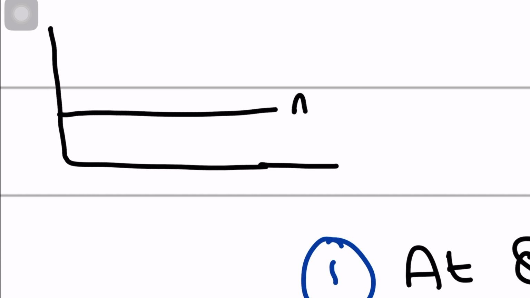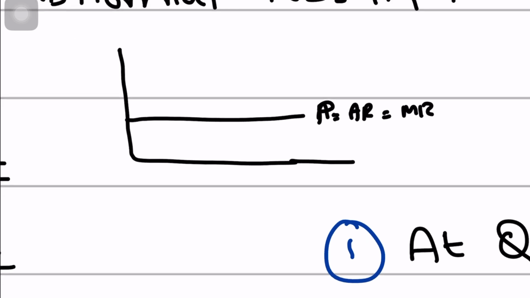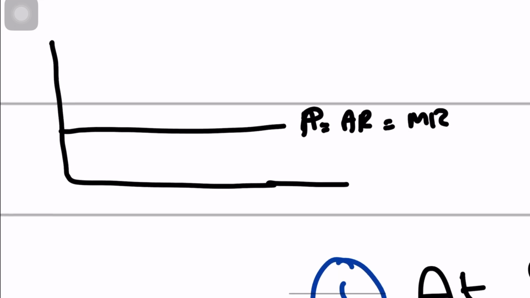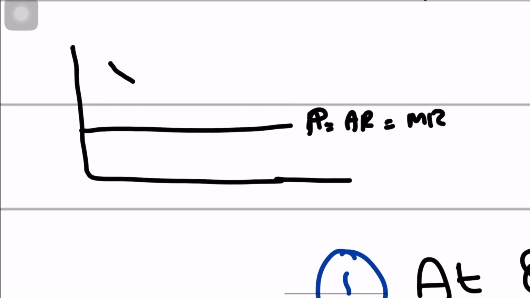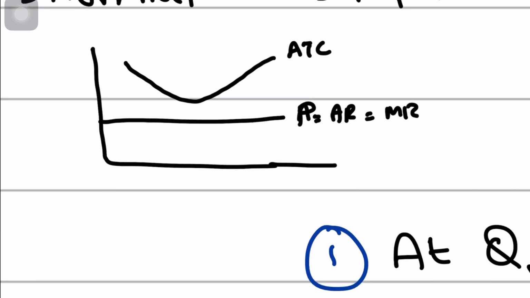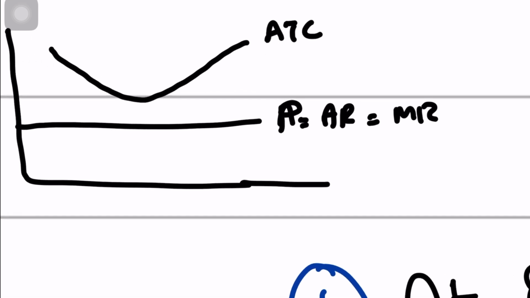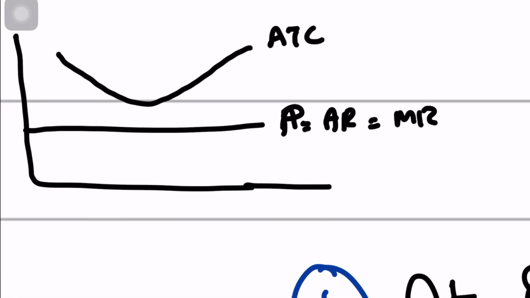Let me write it this way. Price equals average revenue, which equals marginal revenue, right? Because price equals average revenue, and average revenue always equals marginal revenue for a perfectly competitive firm. Since average total cost is above my average revenue, I'm incurring an economic loss. Then, since average variable cost is being covered, I'll make the average variable cost curve like this.